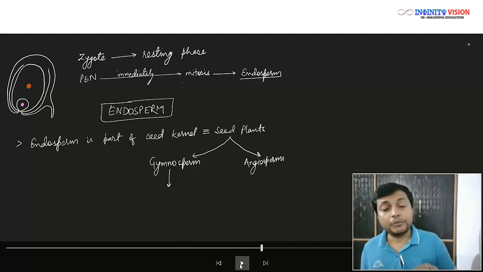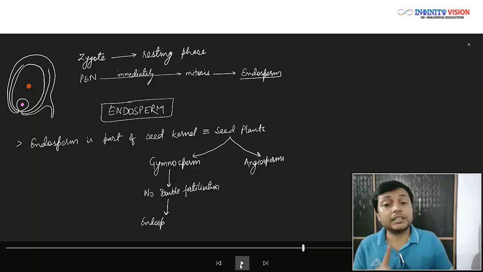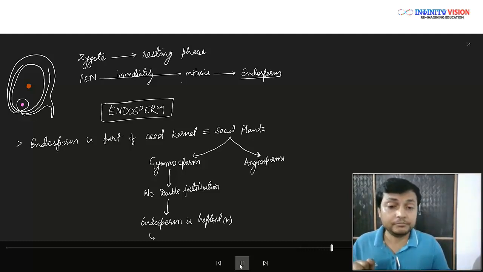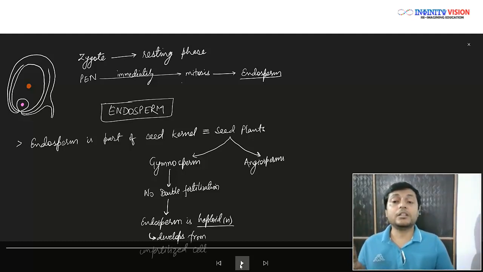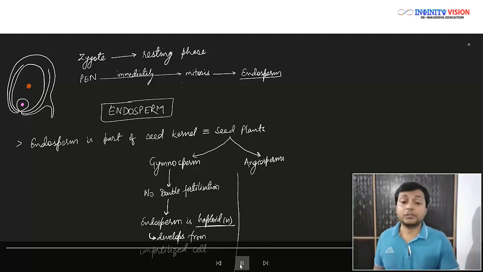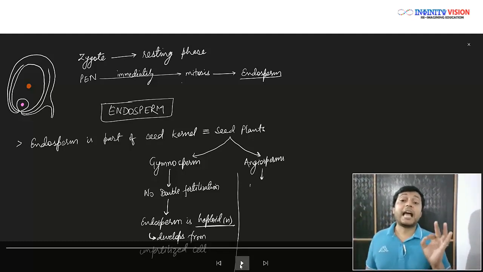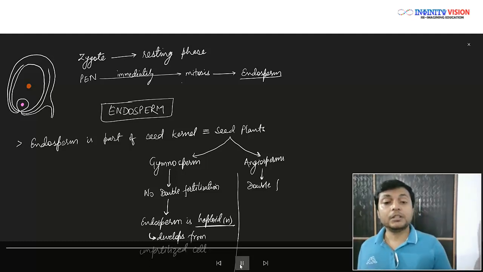Correct? Now, when we are talking about gymnosperms, in gymnosperms double fertilization does not take place. Double fertilization is a characteristic feature of angiosperms, and that's why in gymnosperms the endosperm is haploid, because it develops from unfertilized cells of the ovule. Okay, याद रखिएगा इस बात को. It is very important.